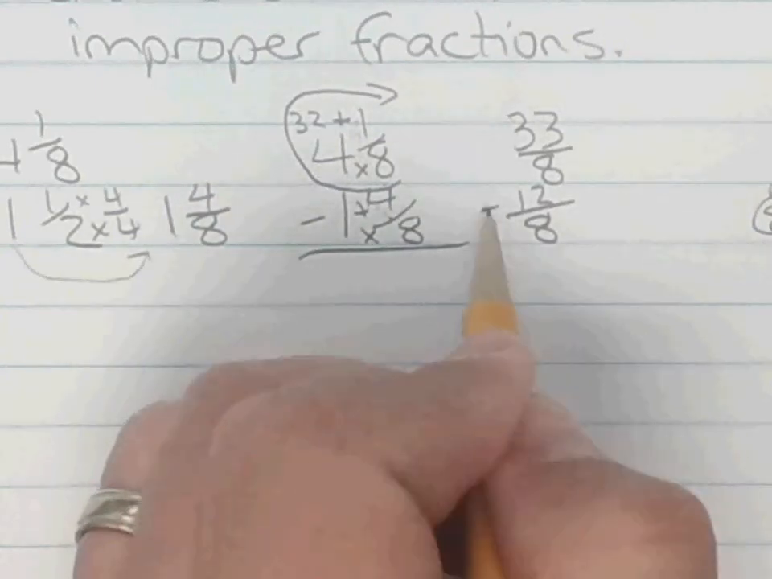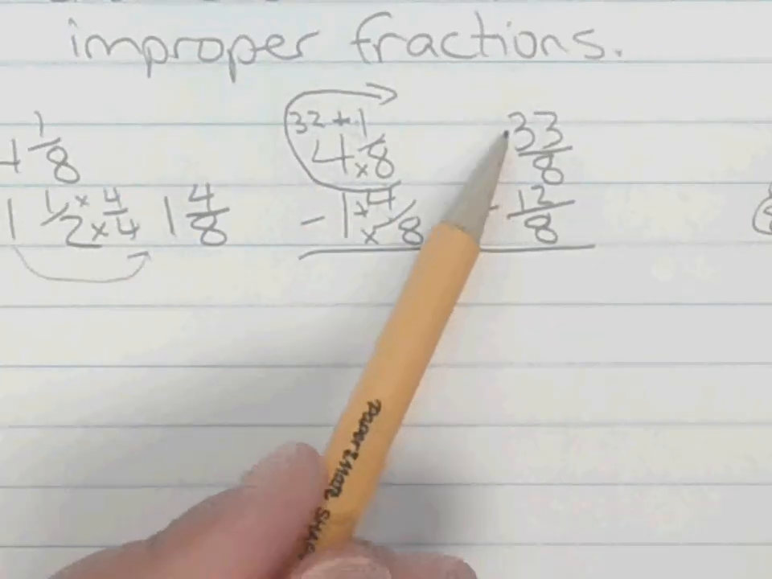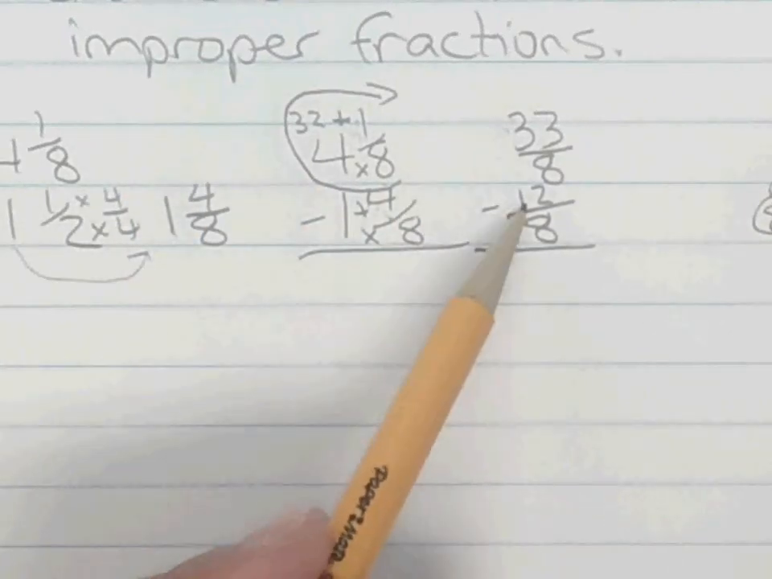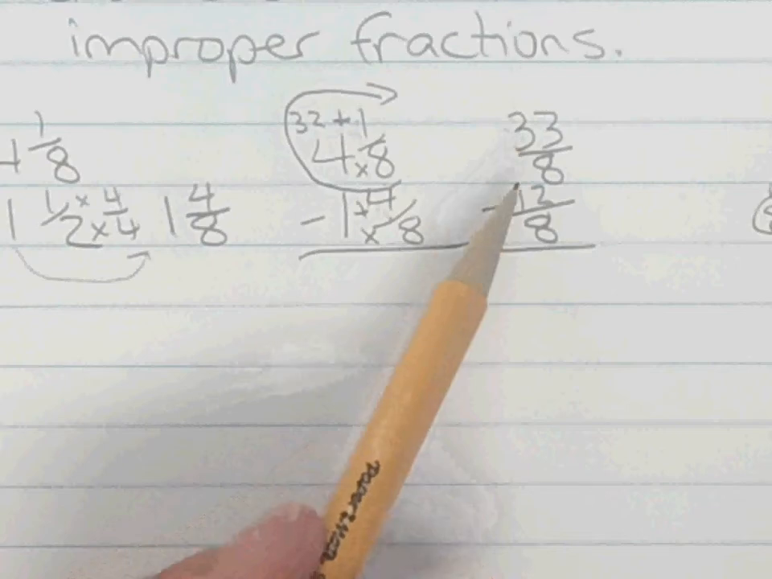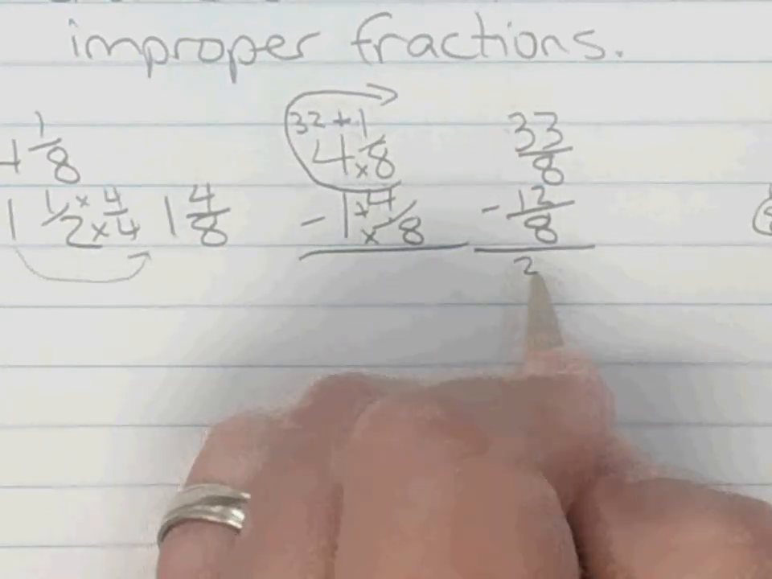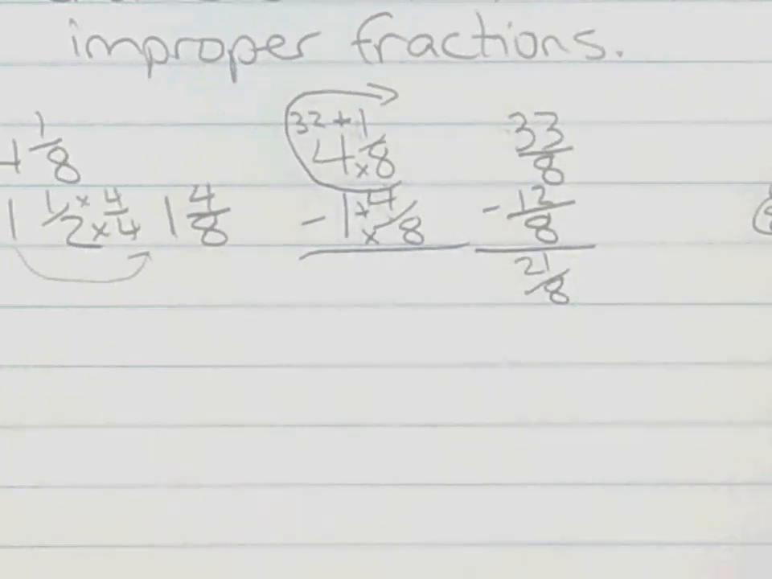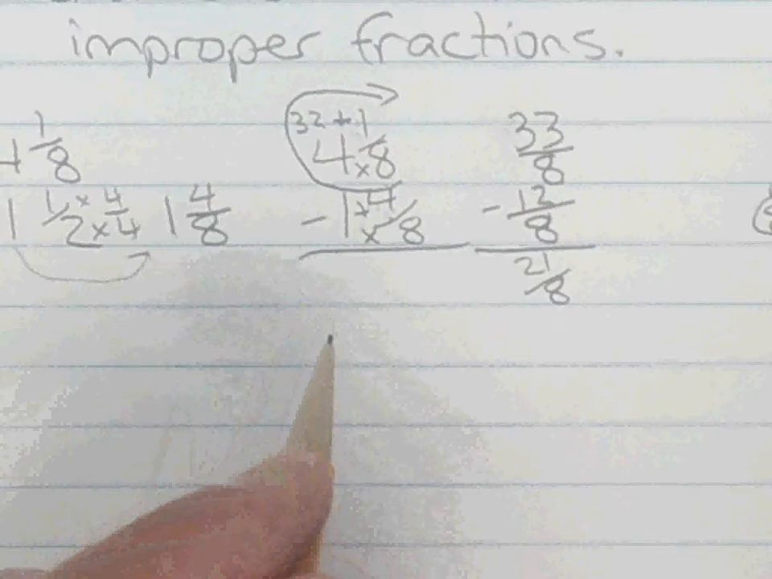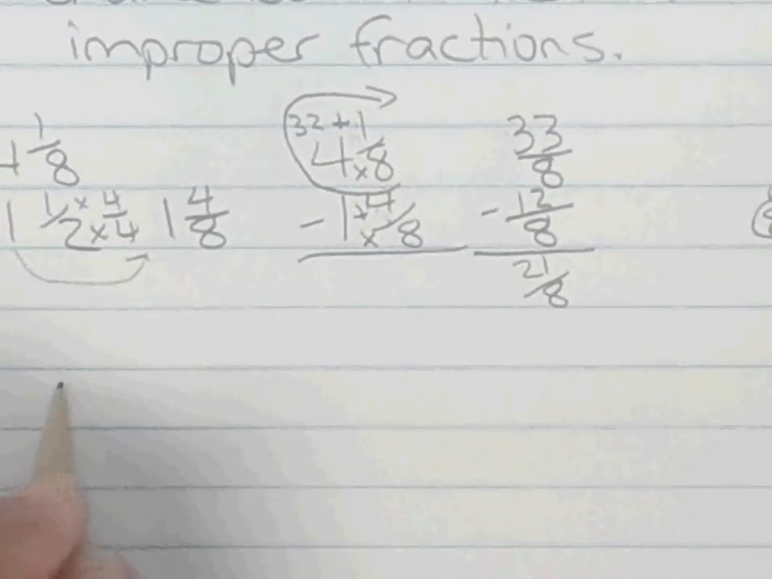Now I can subtract, because I have a larger number up here and a smaller number here, so I can do 33/8 minus 12/8, which gives me 21/8. Okay, now 21/8 is an improper fraction, so I have to convert that. I have to change it.